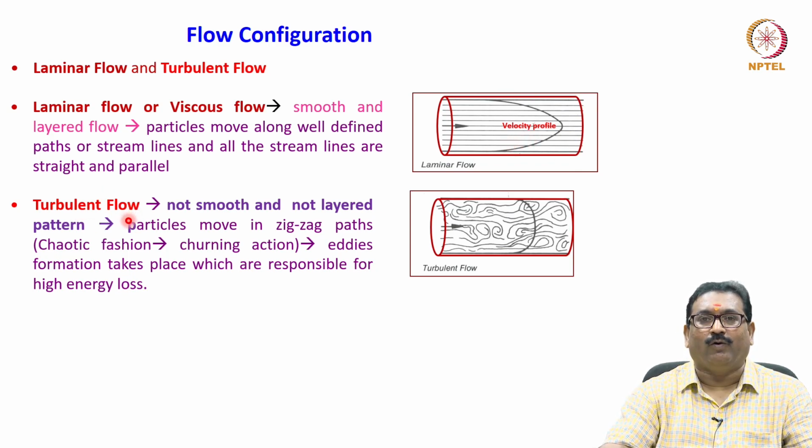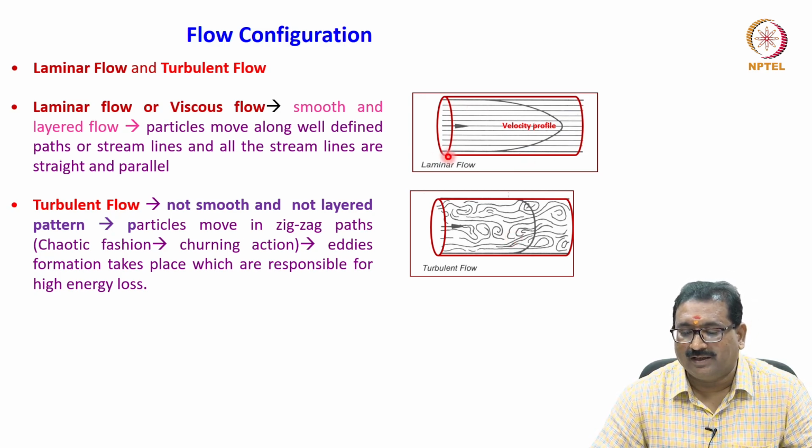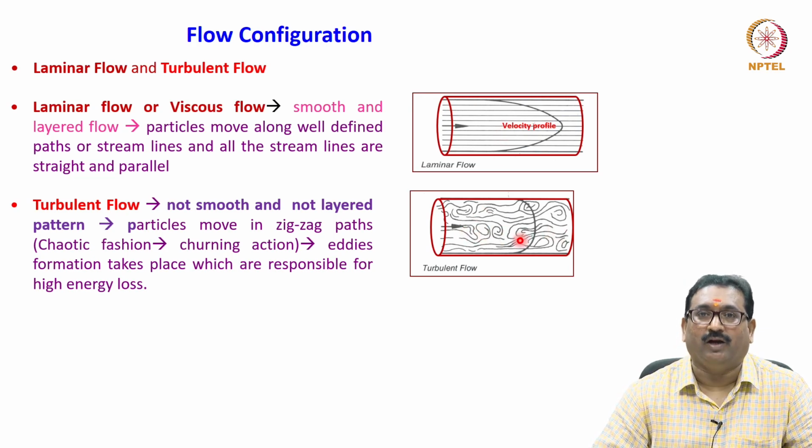Next one is the turbulent flow. Here it is not a smooth and layered pattern. You can see the flow path pattern here. Particles move in zigzag paths, meaning chaotic paths. This creates churning actions, meaning eddy formation takes place, which is responsible for high energy loss. But in most of the derivations we assume laminar flow, because losses are more in turbulent flows.